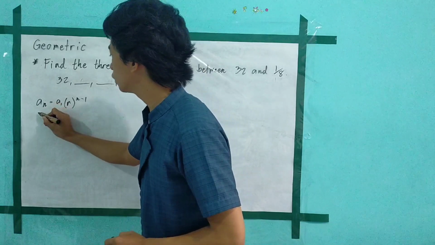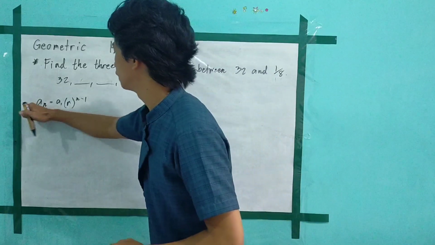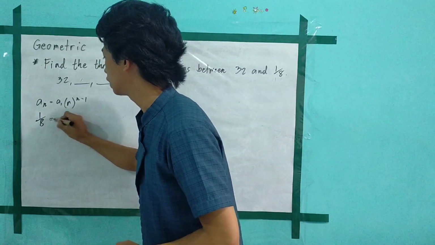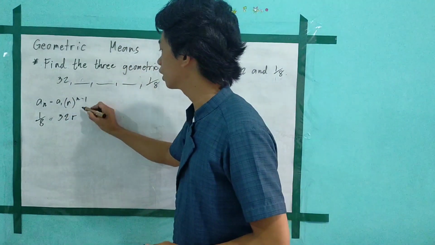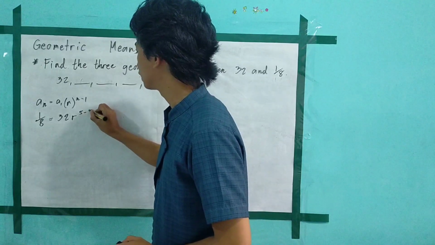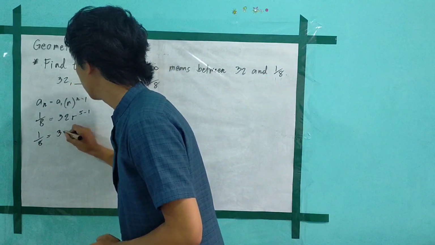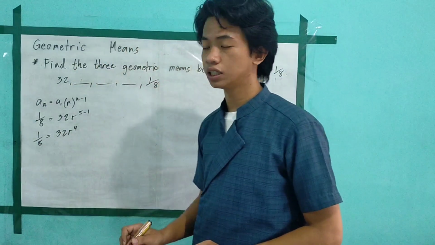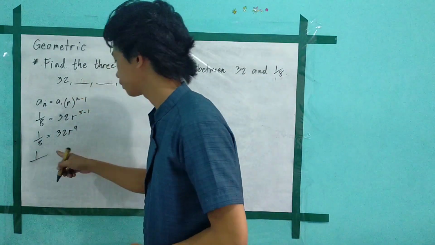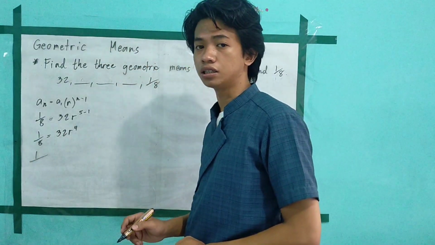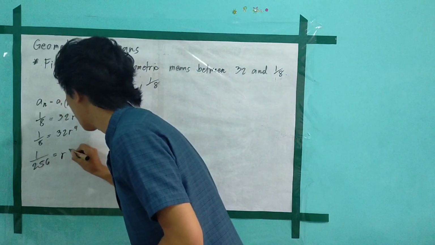Okay, so ano yung a sub n natin? We have a sub 5. Ano yung a sub 5 natin? We have 1 over 8 is equal to a sub 1, we have 32, r, number of terms, we have 5 less 1. So, 1 over 8 is equal to 32 r raised to 4. Dividing both sides by 32, so we have 1 over 32 multiplied by 8, we have 1 over 256 is equal to r raised to 4.